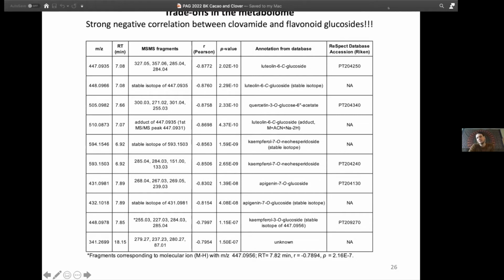And just briefly, we have luteolin glucoside, quercetin glucose acetate, apigenin glucoside, and kaempferol glucoside. So we have a lot of flavonoid glucosides. So it looks like there's a negative correlation between clovamide and flavonoid glucosides. And I thought that this might provide a clue as to which pathway cacao uses to generate clovamide.